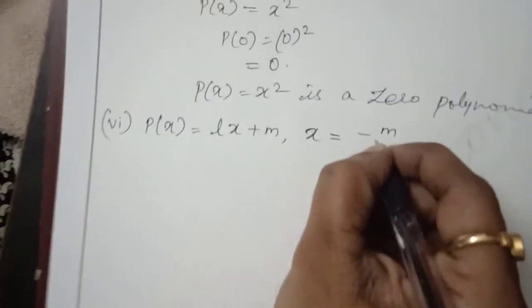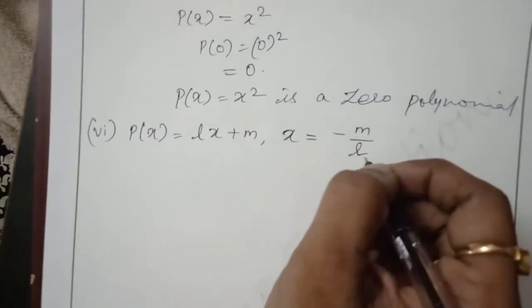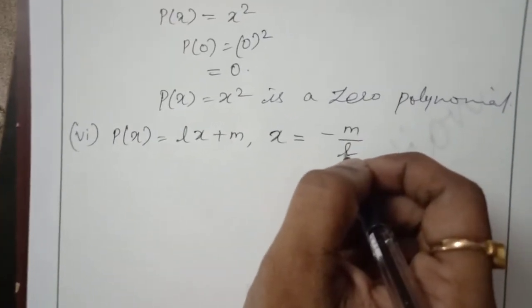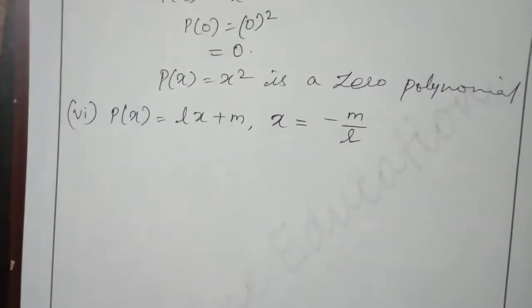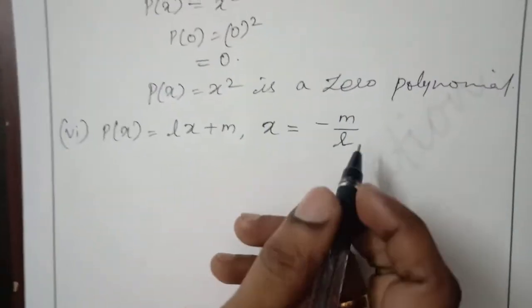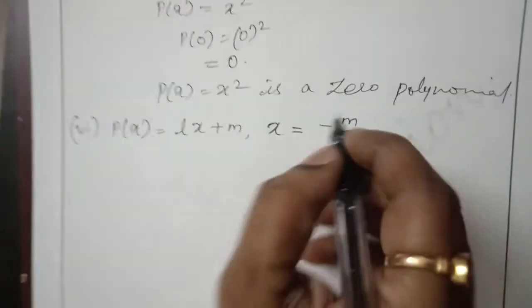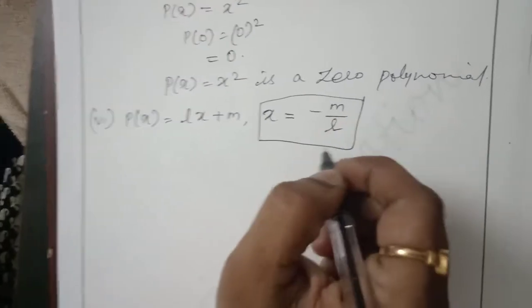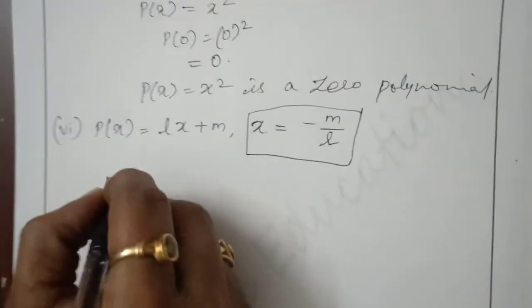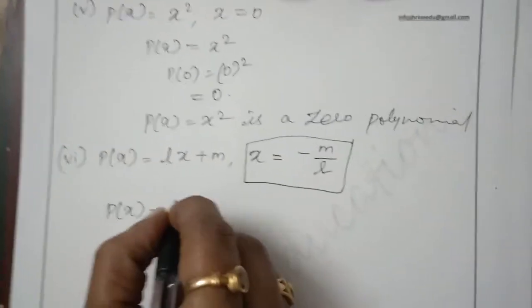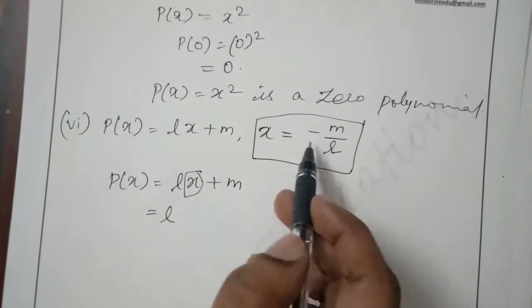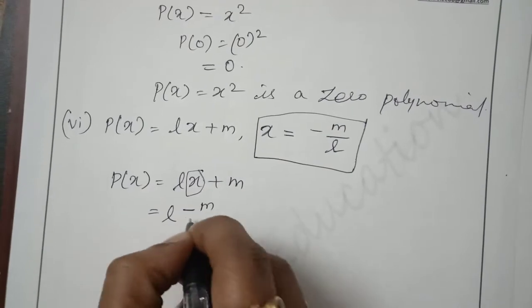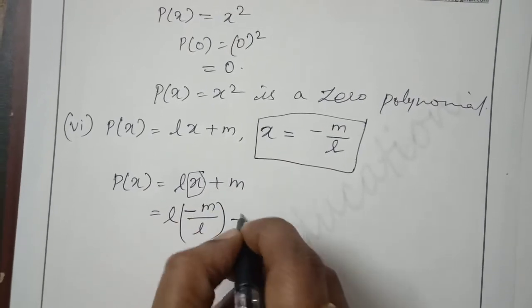And then sixth one, p of x is equal to Lx plus m, and the x value we have been given is x is equal to minus m by L. We have to be very careful in doing this variable, and please notice there is no constant number given. So we are going to do it with the alphabets only. So here we know that x is equal to minus m by L. So p of x is equal to Lx plus m. So L, what is x? We have minus m by L plus m.